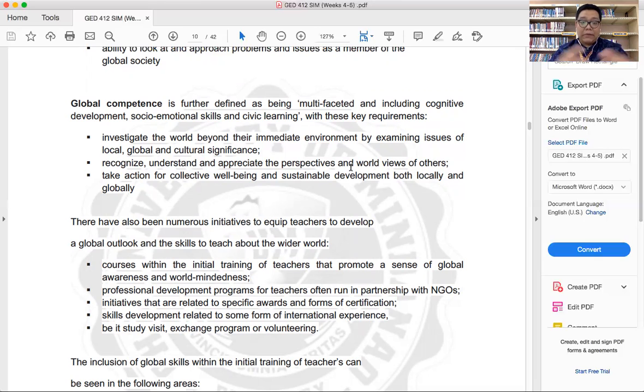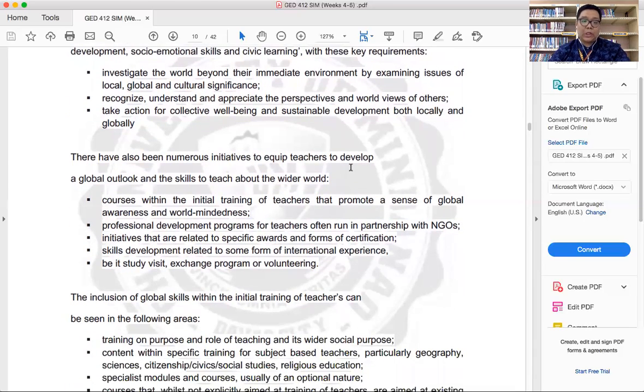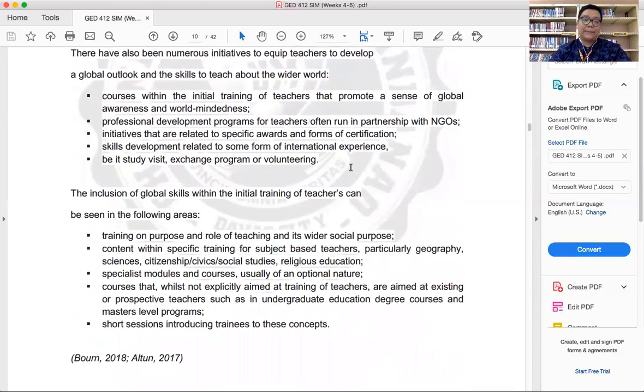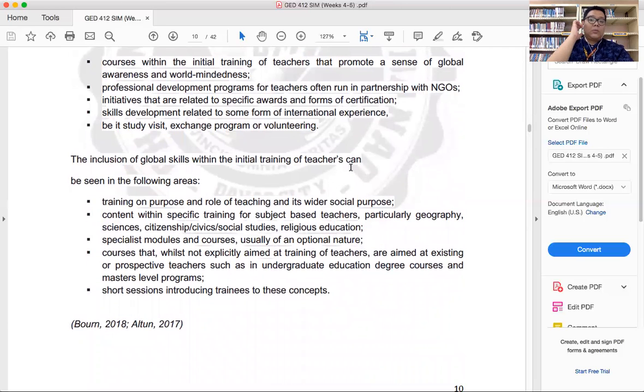There are skills development related to some form of international experience, for example, exchange programs, so that the faculty could really have wider global competence and understanding of cultural differences. And study visits and exchange programs or other volunteer experiences could also be great venues for the faculty or teacher to become global educators. Now, the inclusion of global skills within the initial training of teachers can be seen in the following areas. For example, training on purpose and role of teaching and its wider social purpose.